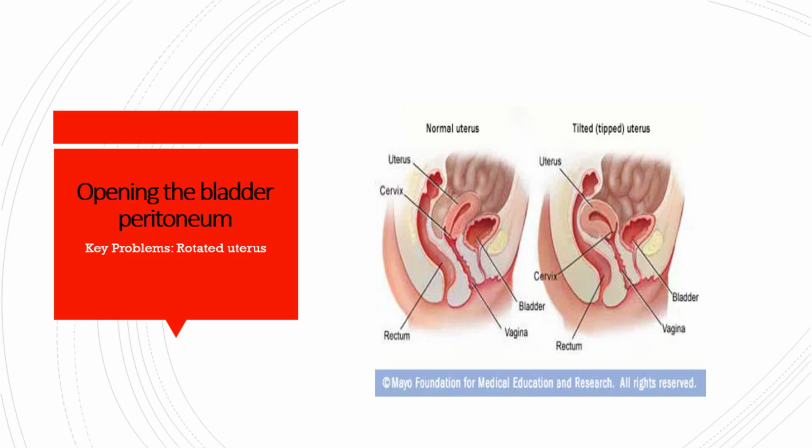The rotation of the uterus can pose challenges during surgery. If the uterus is not in its expected position, it may be rotated or tilted due to factors such as prior surgeries or anatomical variations. This malpositioning can make it more difficult to identify landmarks and can increase the risk of bladder injury when attempting to dissect the peritoneum. Surgeons must be vigilant in assessing uterine position and adapting their approach accordingly.